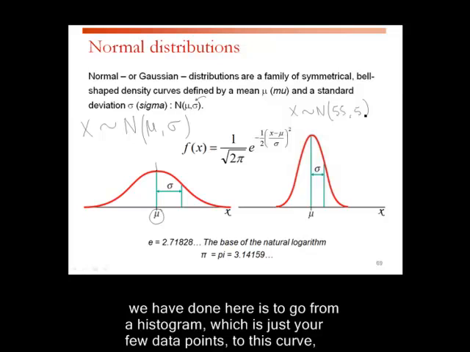Which score did the students get the most? 55. That's the mode. Okay? So it turns out that 55 is not only the mean, it's also the median and the score that happens the most in the class. Okay? And 5 is the standard deviation.